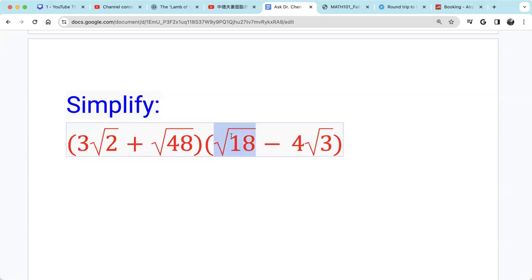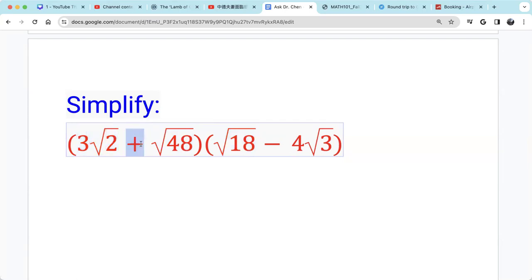At the same time, we can simplify the square root of 18, because 18 is 9 times 2. So the square root of 18 can be simplified as 3 radical 2. Which means radical 48 is just 4 radical 3, and radical 18 is just 3 radical 2.